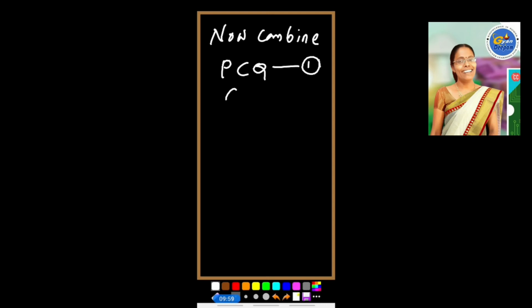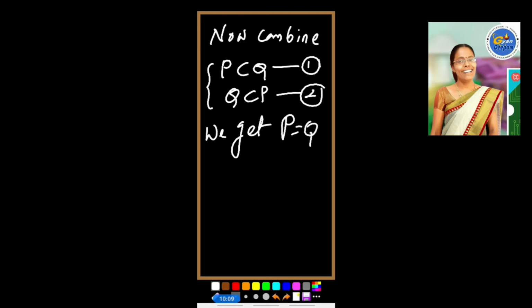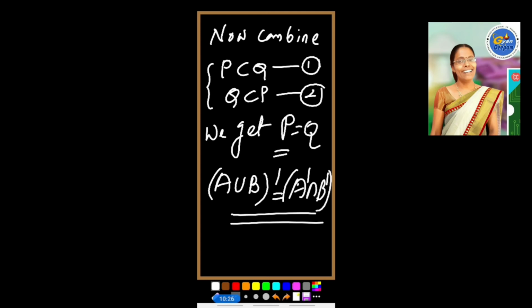Now we can combine these two results. P is a subset of Q and Q is a subset of P. From these two we get P equal to Q, right? P means what? LHS of the law and Q means RHS of the law. That means A union B whole complement equal to A complement intersection B complement. Hence the proof. Then the same law can be proved using truth table.